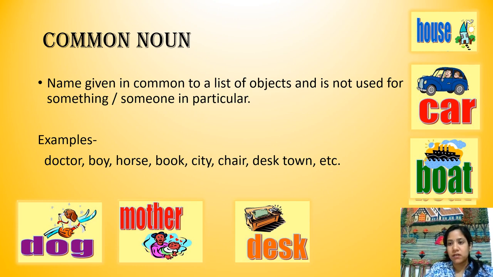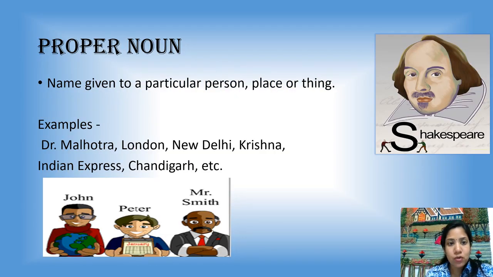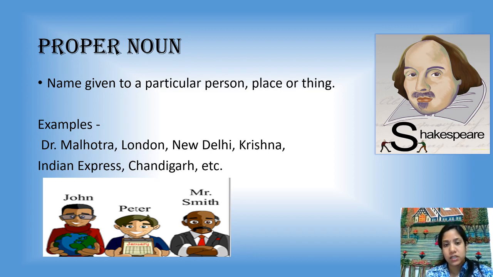Next comes proper noun. Proper nouns are nouns which refer to a particular person, place, or thing. They refer to someone very special. They do not refer to anything common. Like for example, Mr. Malhotra, London, New Delhi, Krishna, Indian Express, Chandigarh, Shakespeare, John, Peter, Mr. Smith. These are specific name or particular name of persons.